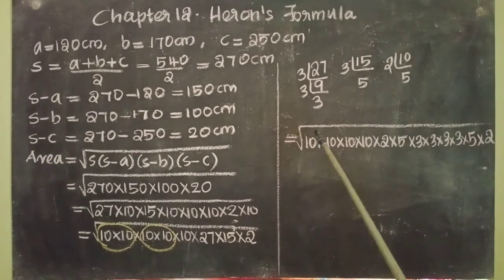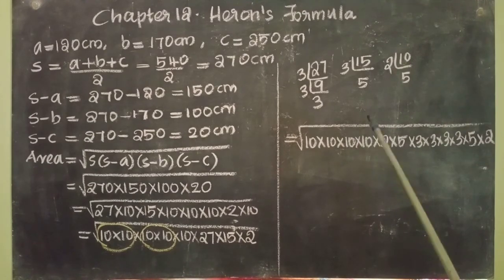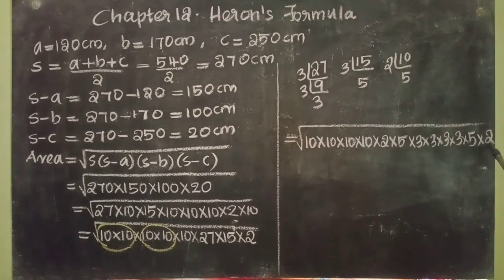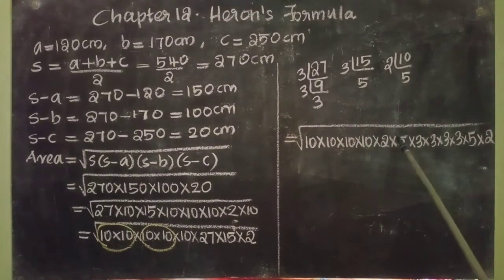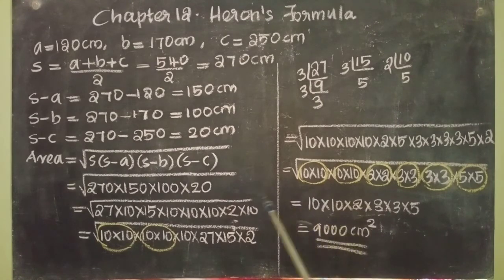So let us write all that values here. So that is equal to root of 10 into 10 into 10 into 10 into 2 into 5 into 3 into 3 into 3 into 3 into 5 into 2. Now let us write it in pairs. That is equal to 10 into 10 into 2 into 3 into 3 into 5. That is equal to 9,000. So the area of triangle equal to 9,000 centimeter square.